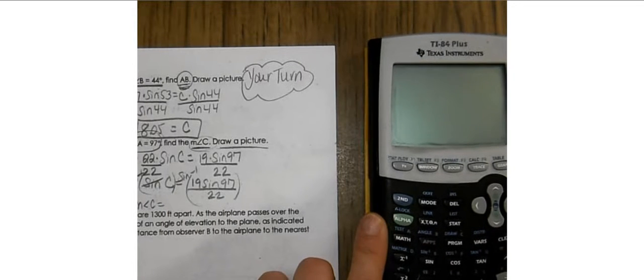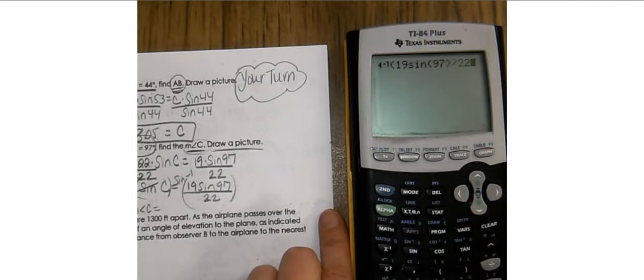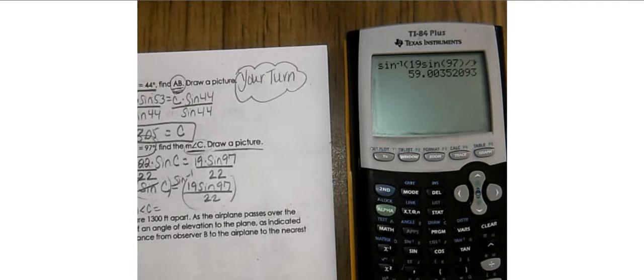and I'm going to show you once again how to put this into your calculator. So we start off by doing second sine, and then I'm going to write 19 times the sine of 97, and I'm going to close my parentheses. Then I'm going to write divided by, so the division button, and then 22. Closing my parentheses, I end up with 59 degrees. So the measure of angle C is equal to 59 degrees.